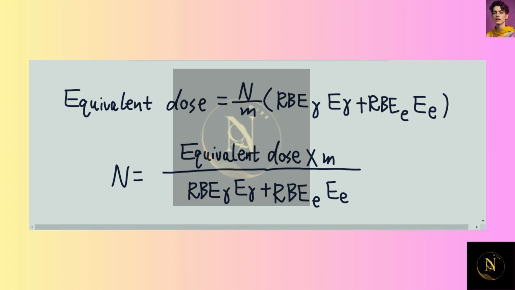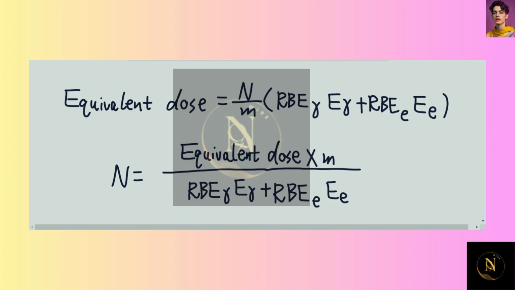Okay, so we know equivalent dose can be equal to N over M times RBE gamma times E gamma plus RBE electron times E electron. If we do some arrangement here, we have N is equal to equivalent dose times M over RBE gamma times E gamma plus RBE electron times E electron. N here is the remaining number of the nucleus for the isotope here.